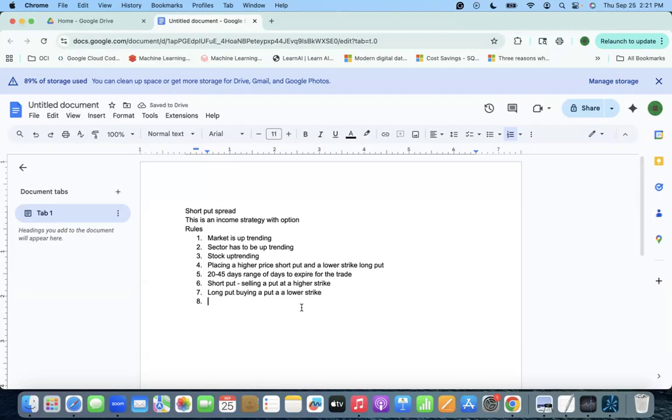But here is the thing, to understand what a short put means. Short put means selling a put, which means I'm getting into an obligation to buy the stock at that strike price. So by the expiry date, if the market price of the stock is less than the short put strike, then I'm obligated to buy that stock at the strike price, right?